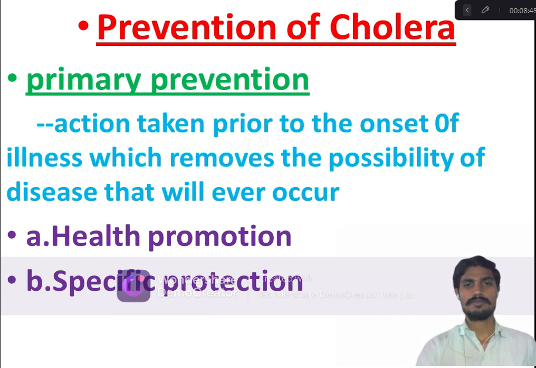What is primary prevention? Action taken prior to the onset of illness, which removes the possibility of disease that will ever occur.